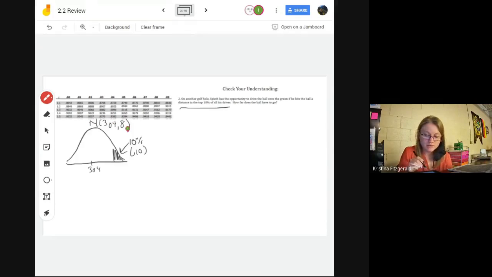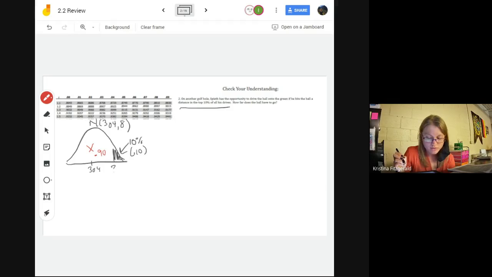And basically we need to know this location, and what is that number? What is that drive length in yards that would put him in the top 10% of all of his drives? So we're basically working backwards. So what I want to remember is to go to my chart. Remember, the chart gives us this side. So if the side I'm looking for has 10% up there, that means there's 90% down here.